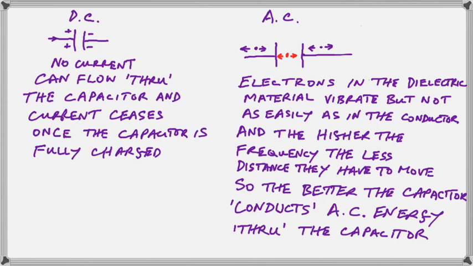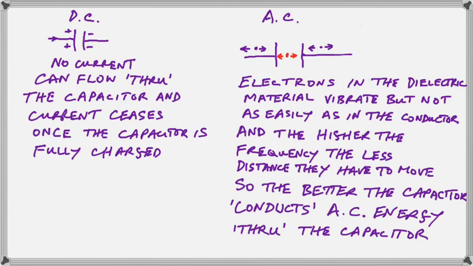Now we're going to consider the capacitor under AC conditions first. Notice that we have refreshed your memory in saying that no current can flow through a capacitor if it's DC. All current will cease once the capacitor is fully charged. Now with our new definition of alternating current, we see that the electrons only have to vibrate. They really don't have to be free to move about within the material. And electrons within the dielectric material can vibrate also, even though they may not be as free to move about as the electrons of a conductor.